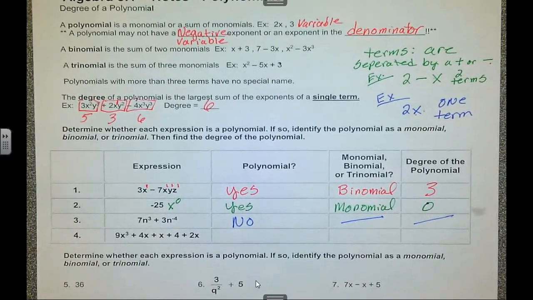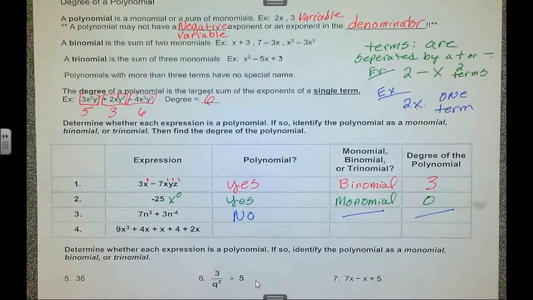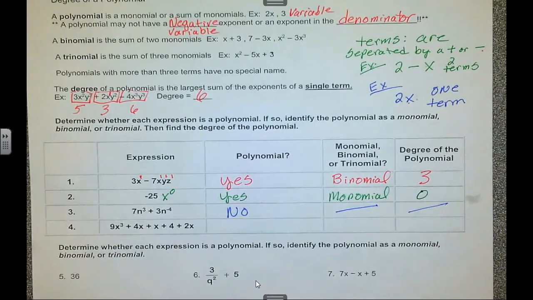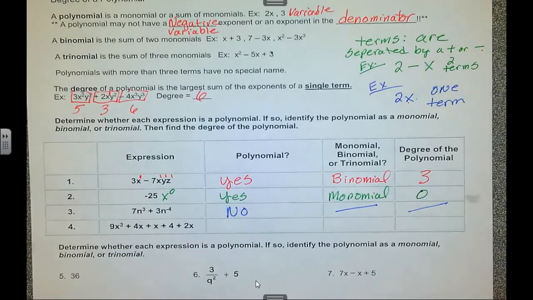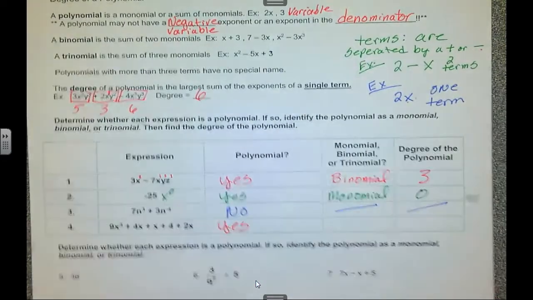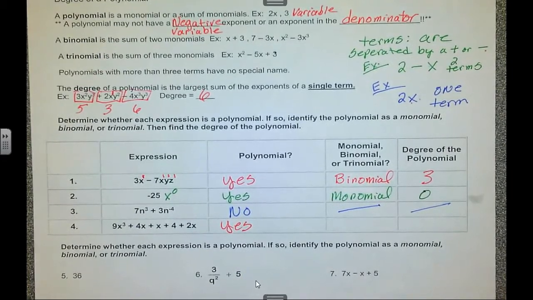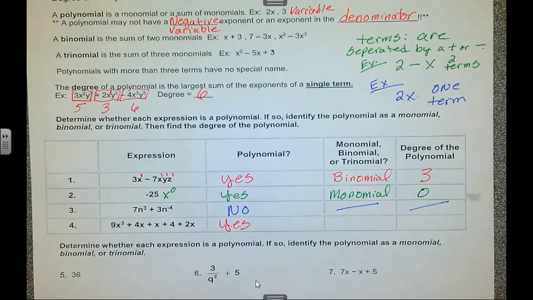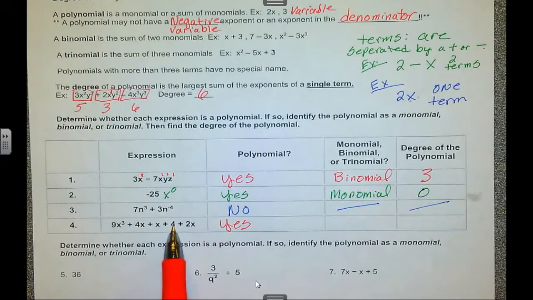Now, how about number 4? Is it a polynomial? Do I have any negative exponents with the variables? No. So it is a polynomial. Now, how many terms do I have? 4 terms? 5. Let's see. 1, 2, 3, 4, 5.